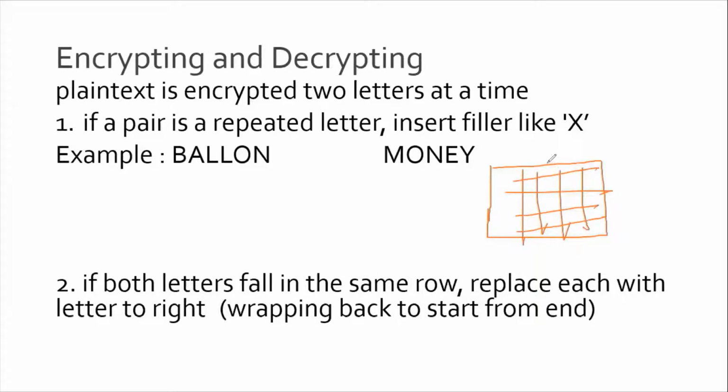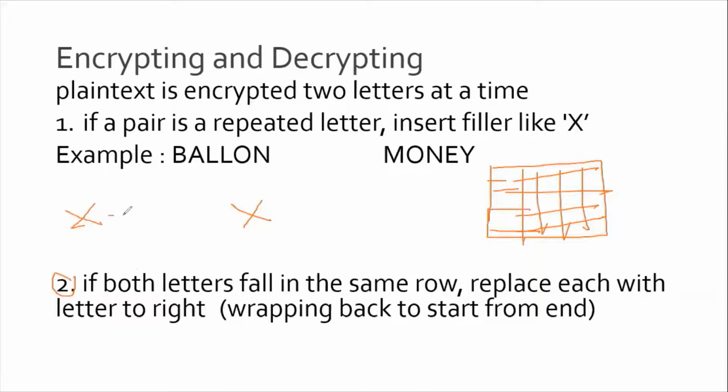Supposedly this is my very neat and clean matrix. So what is the method to make a pair of encryption? What is rule number 2? In rule number 2, they said that if both letters fall in the same row, that means if one character and the other character are in the same row, you have to replace each letter with the letter to the right, wrapping back from the end to the start.